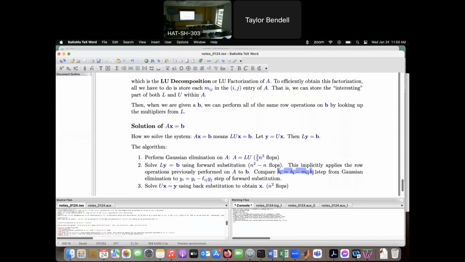So this is a step that's being performed to modify each element of B. That's similar to what's done using Gauss elimination, because Lij is Mij. So really, I mean, this is what you see in the algorithm for forward substitution. But really, these two are saying the same thing.